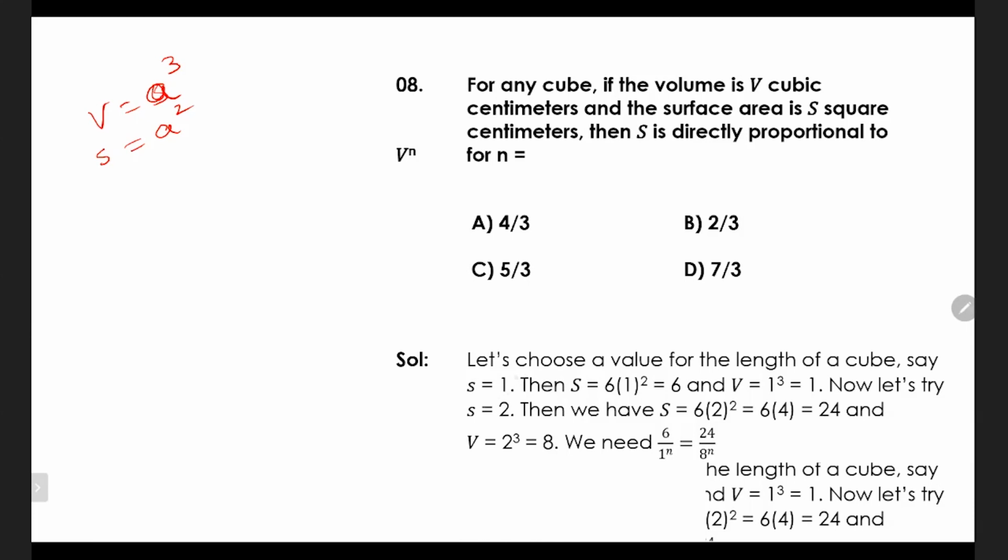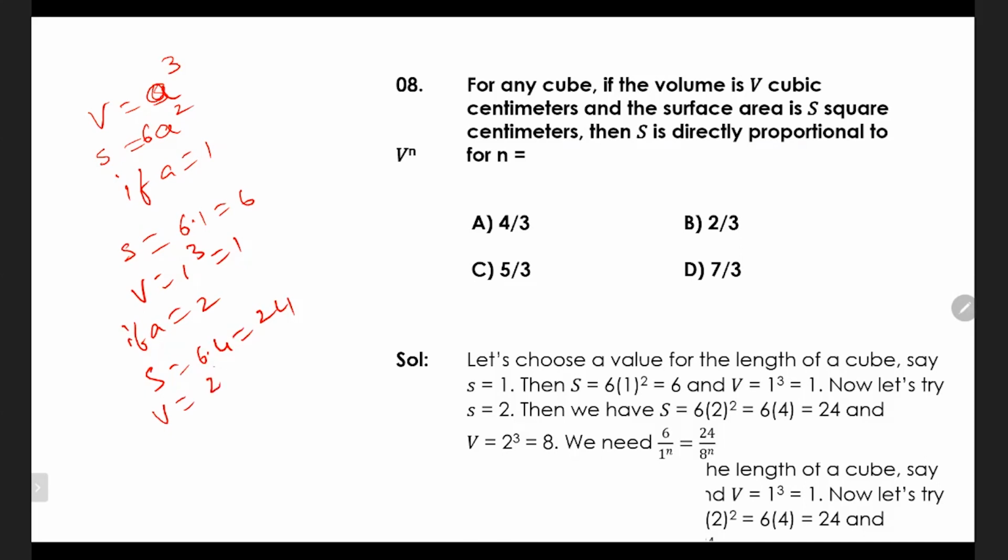If we call the length A, suppose A equal to 1, S is 6 into side square, so 6 into 1, that is 6. Surface area is 6. Volume is 1 cube, that is 1. Now, if you take A equal to 2, then what happens? Surface area is 6 into 4, that is 24, and volume is 2 cube, that is 8. Okay.